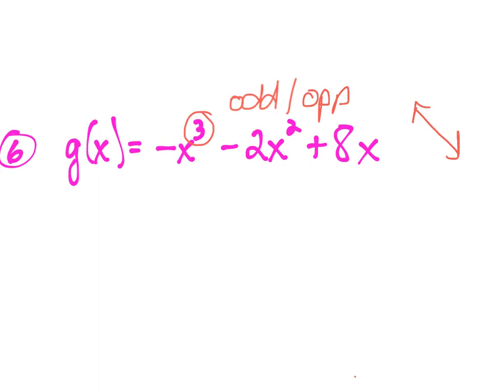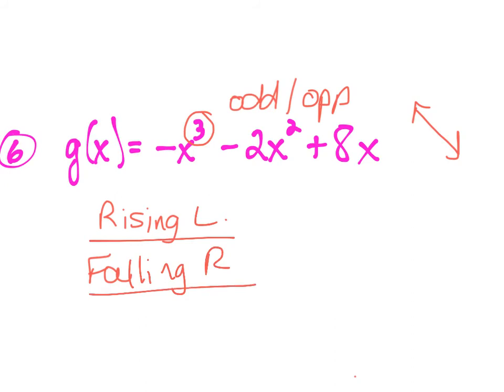Good. So tell me from left to right, what's going on the left side of the graph? Rising. It's rising, right, and doing what? Thank you. I was asking the next question in my head, but forgot to write. So it's rising on the left, good, and then falling right. Rising left, falling right.